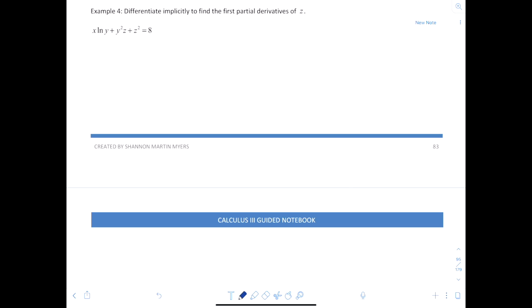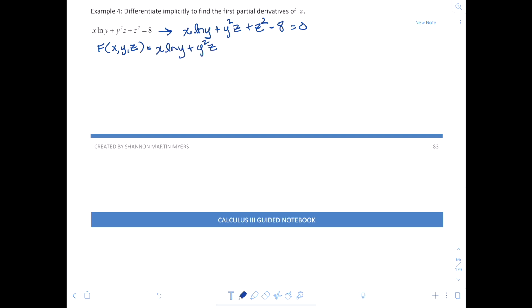We've got to find the first partial derivatives of z. So here we go. You got to be careful. We want to get it equal to 0. So this would be x times natural log of y plus y squared times z plus z squared minus 8 equals 0. So that's going to give us capital F of x, y, and z is equal to x times natural log of y plus y squared times z plus z squared minus 8.